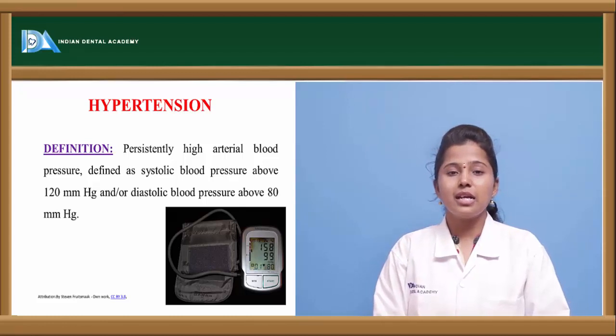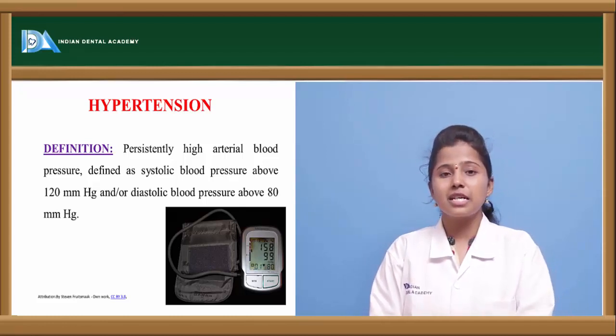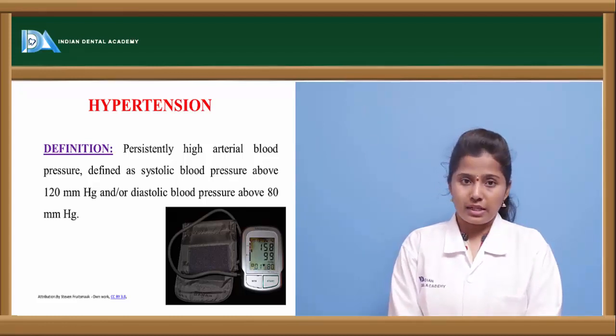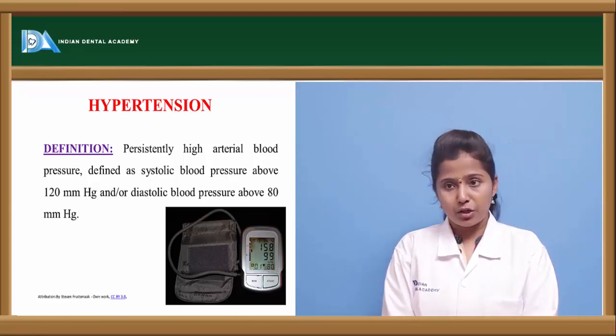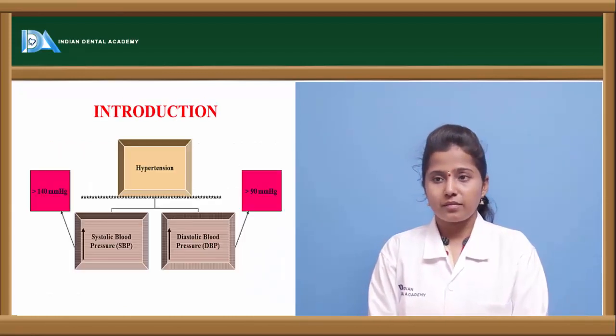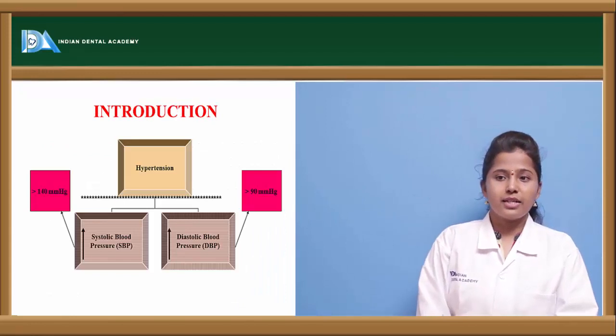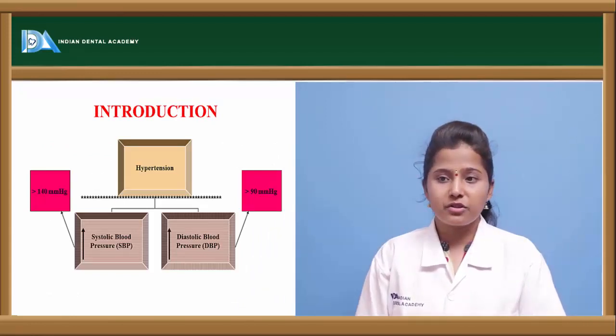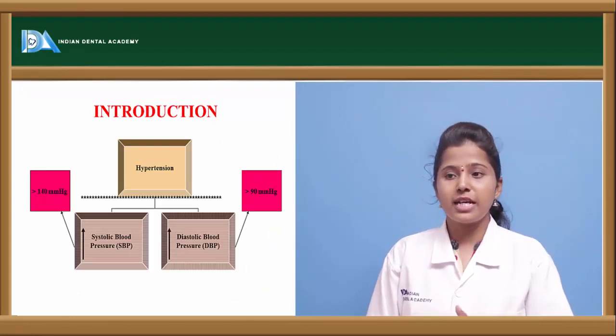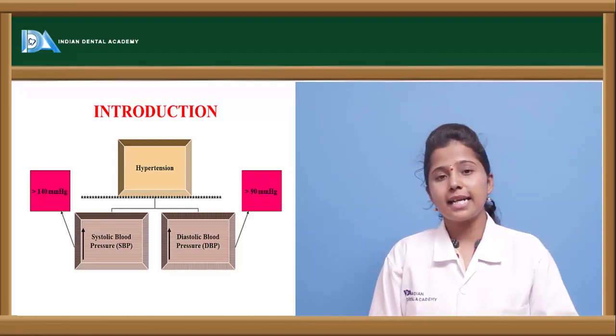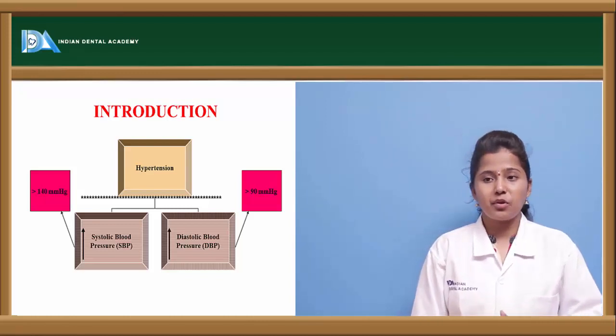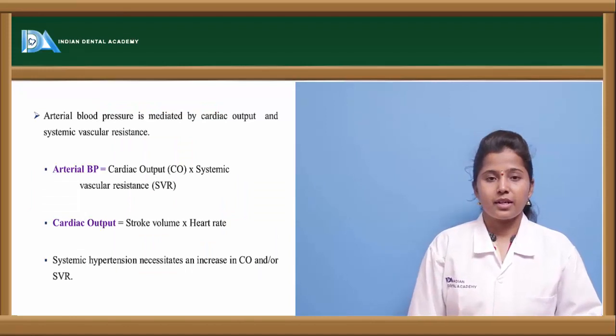If there are any disturbances in this normal blood pressure, then there occurs a condition called hypertension or hypotension. Now, we saw that if the systolic blood pressure is greater than 140 mm of Hg and diastolic blood pressure greater than 90 mm of Hg, then hypertension is caused.